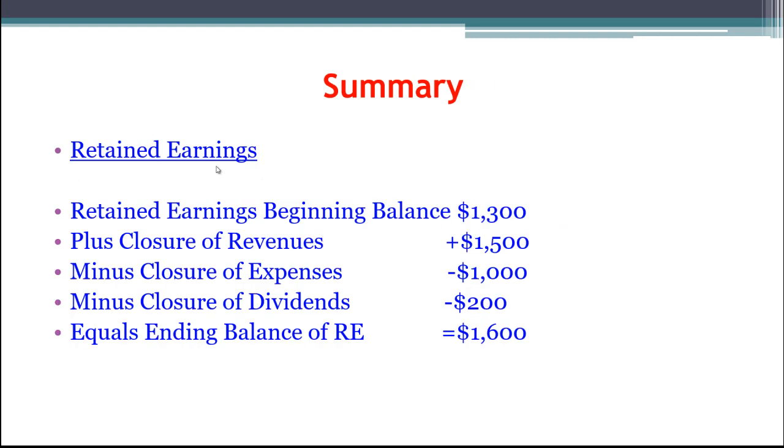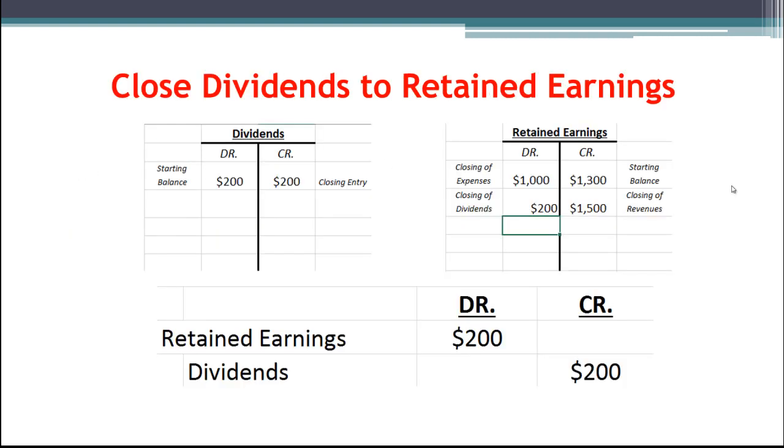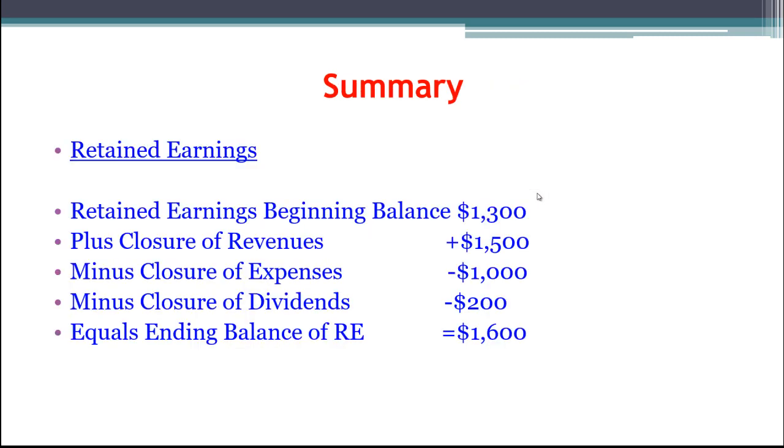Now, the whole retained earnings process, if we take a look at this T account, we started with 1,300. We added $1,500 on the same credit side. Remember, credits increase retained earnings. It's an equity account. We debited for 1,000, which reduces retained earnings. We debited for 200, which reduces retained earnings. So in the end, our final balance is $1,600.